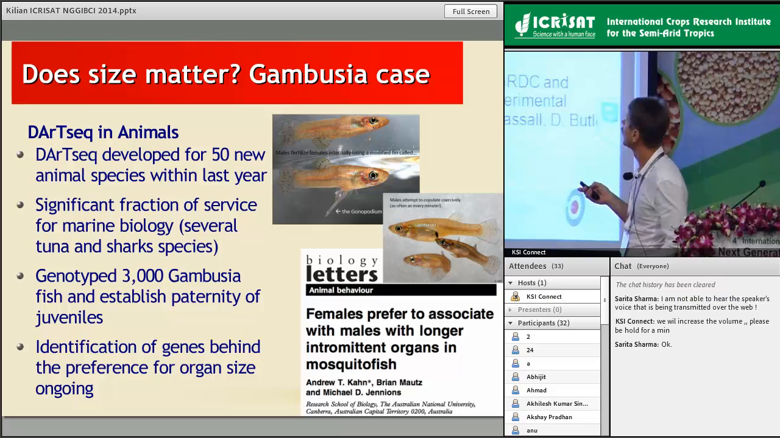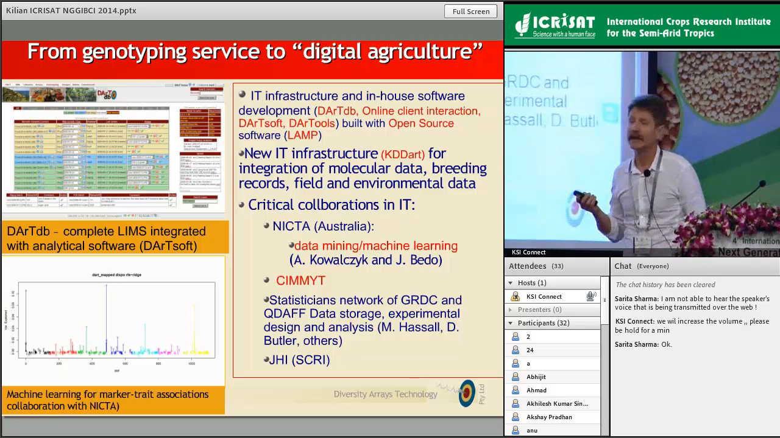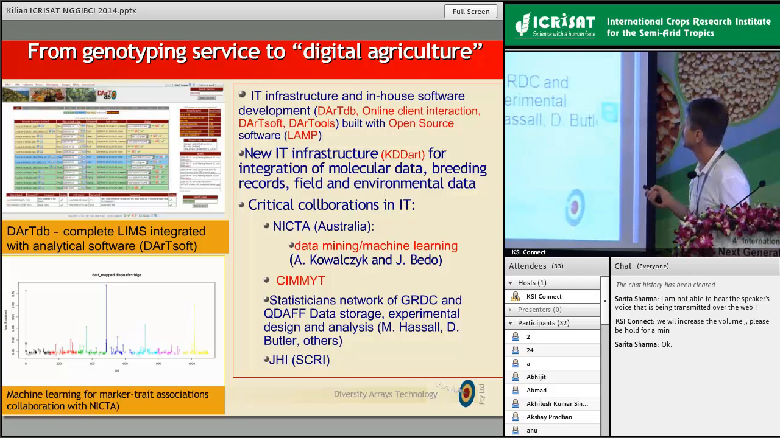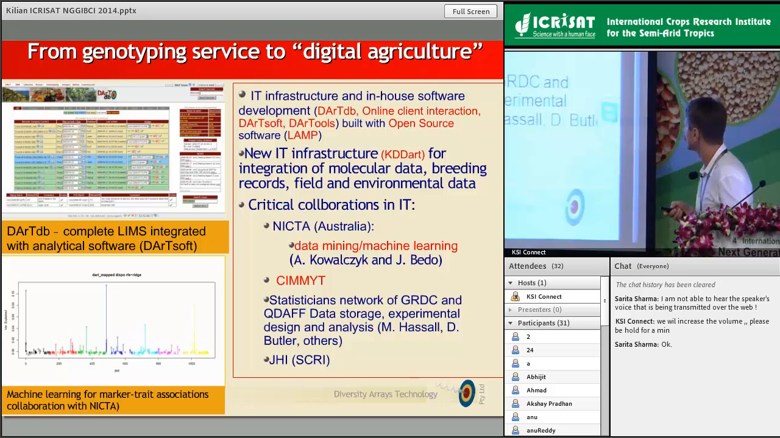I try to make it as light-hearted as I could. Now, we're moving from genotyping service to digital agriculture, and about 7 years ago, we recognized that a lot of our service provision is not yielding enough benefit for our clients who are not enabled to really use this kind of data efficiently. So we spent quite a bit of time developing new IT infrastructure for integration of molecular data, breeding records, field, but also environmental data. That resonates well with what our first speaker this morning said.